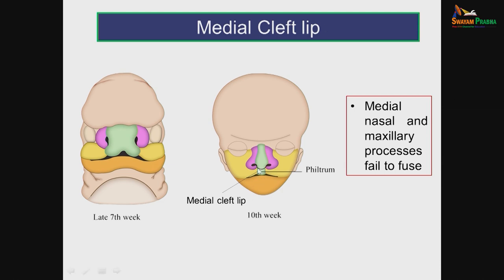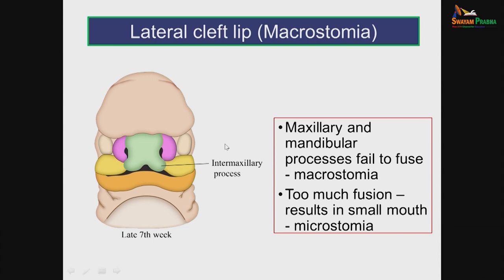If there is going to be a problem with the fusion of the medial nasal process and the maxillary process, there will be a medial cleft lip. Please differentiate median cleft lip from medial cleft lip. So, this is medial cleft lip. Next is lateral cleft lip. Lateral cleft lip is called macrostomia.